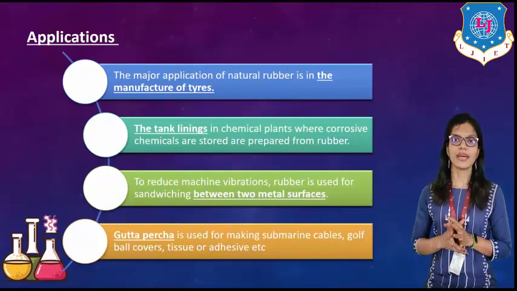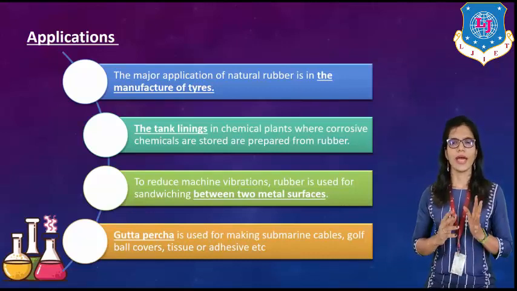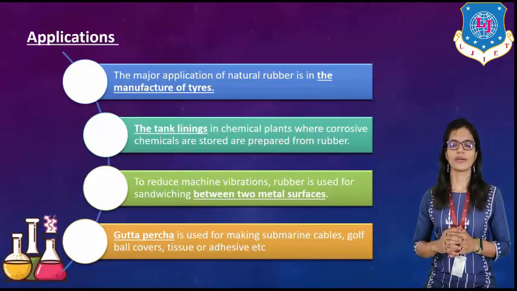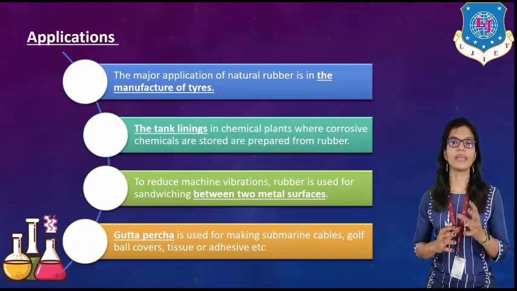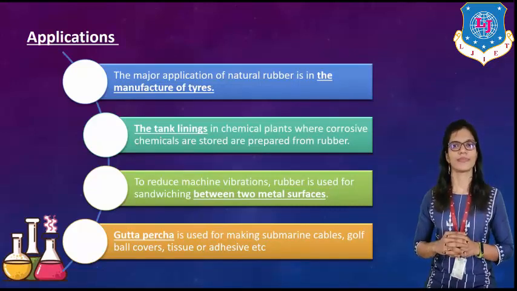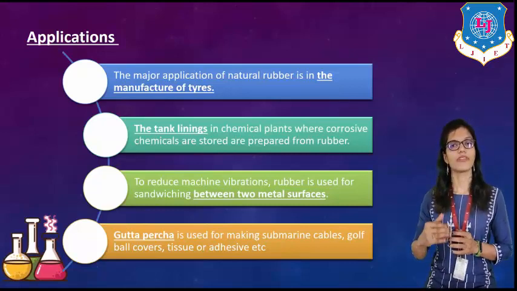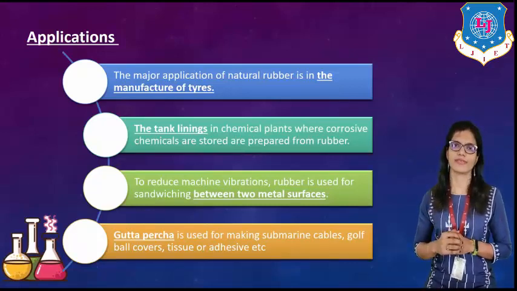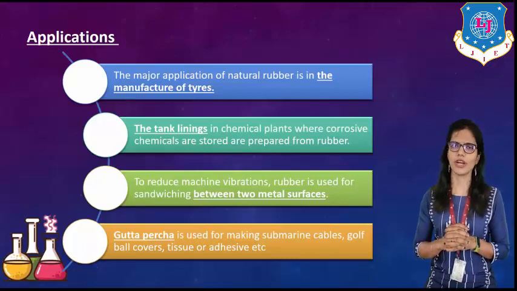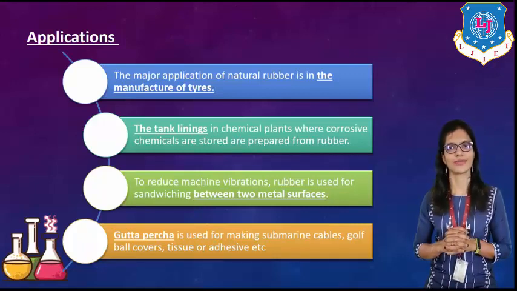Next is gutta-percha. What do you mean by gutta-percha? Gutta-percha is used for making submarine cables, golf ball covers, different kinds of tissues or adhesives, etc. We can use them in different types of forms. It is most widely used in submarines, to manufacture different parts of submarines.